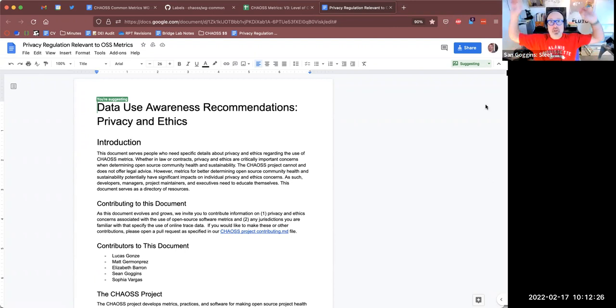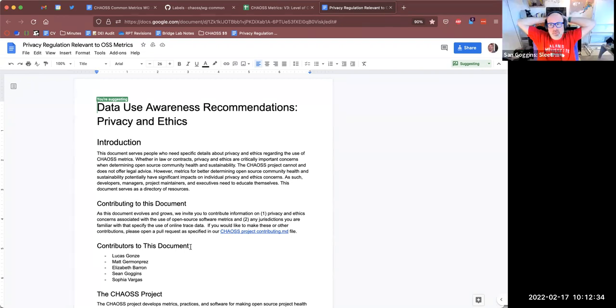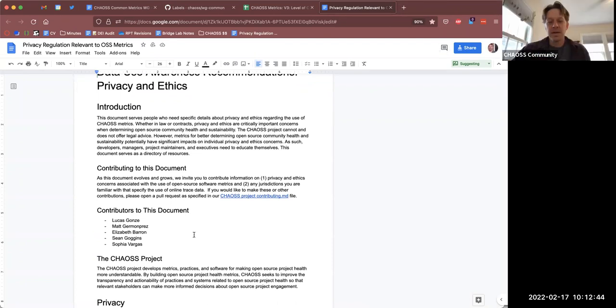So the proposal is to have privacy. Is it the proposal to have them separate or together? My proposal is to have them together. I think it'd be easier to follow and navigate, so you don't have to go to two places. I mean, privacy ultimately is a component of ethics. They're related. That was why I thought they would go together.